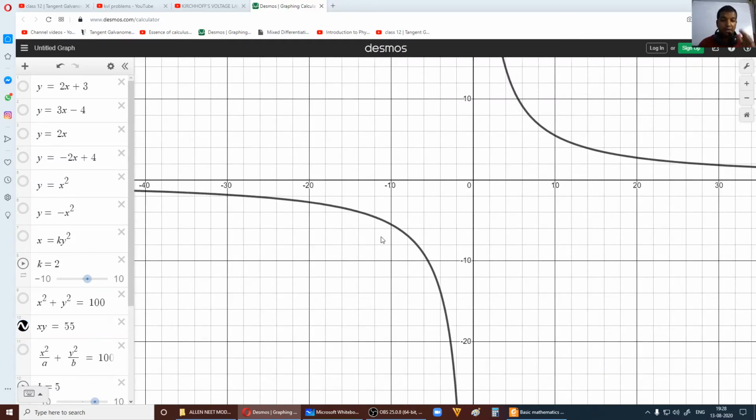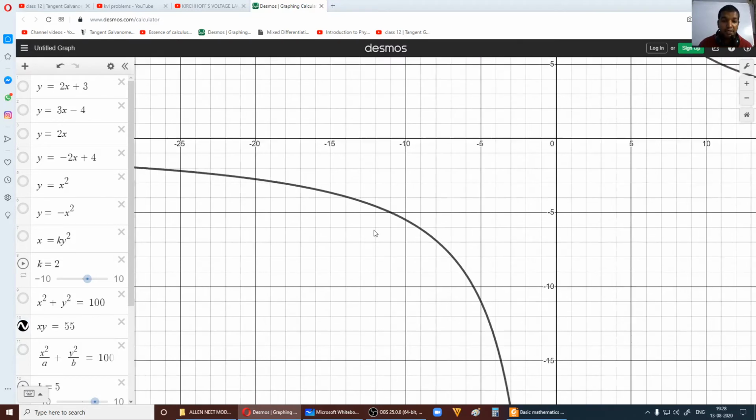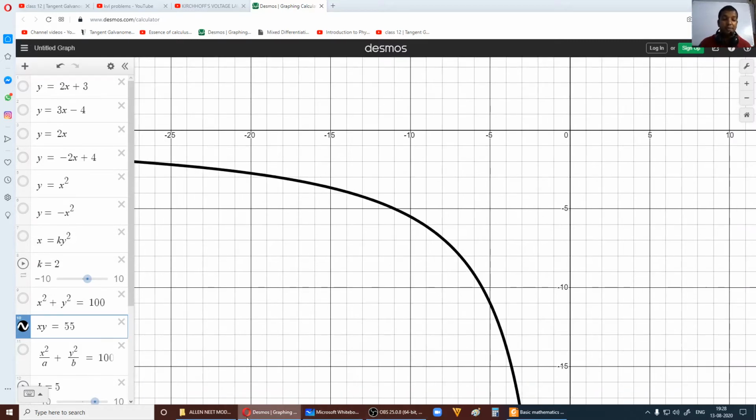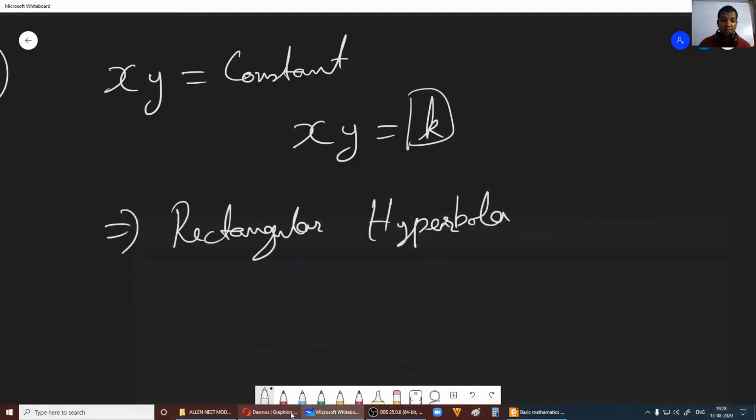Now you can come here also, in the region of the first, second, third quadrant. Even in the third quadrant you have points like minus 11 comma minus 5. There also you are seeing the product: minus into minus is plus, so you are getting 55. So the graph looks something like this.